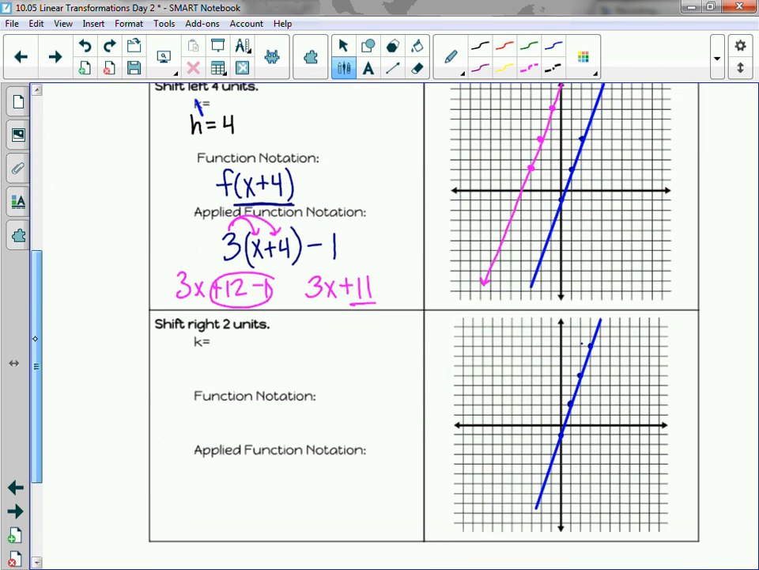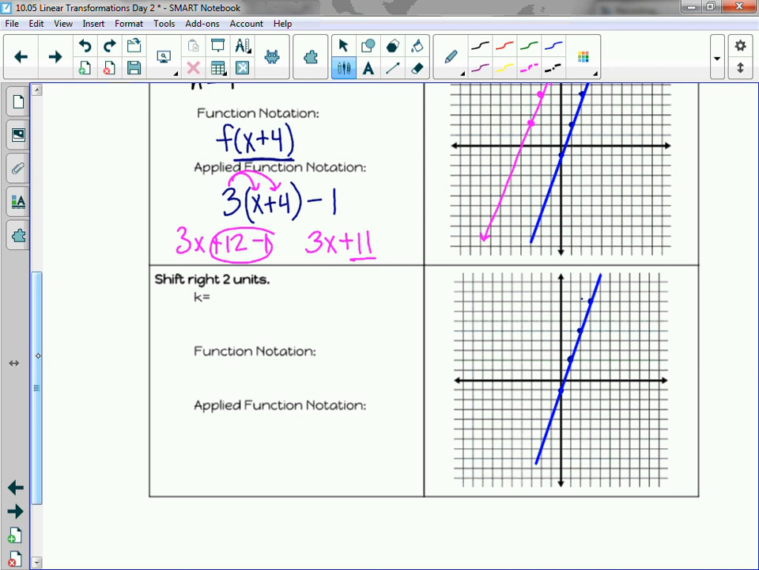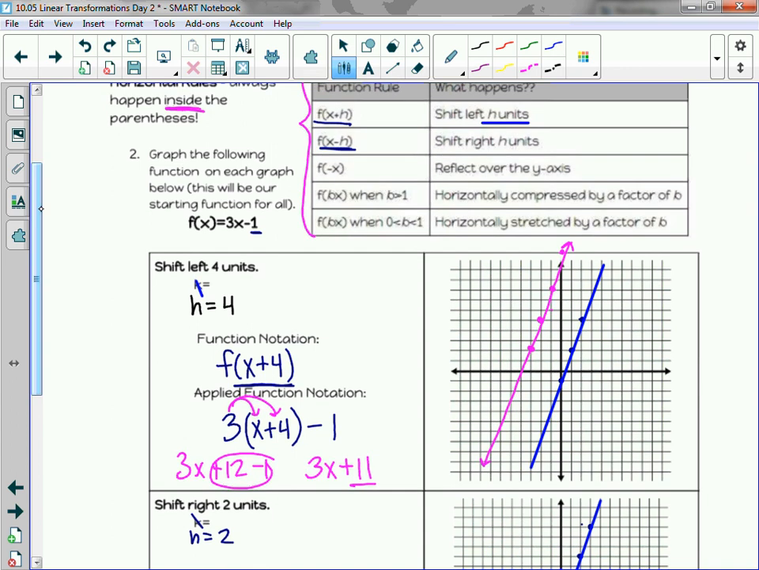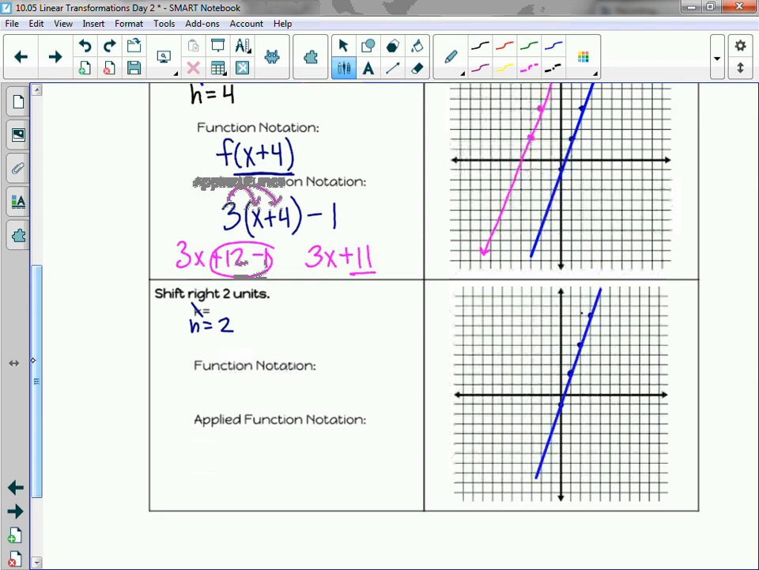So our next function, we're going to shift right 2 units. So let's change this to h. H equals 2. So if you're going to the right, you're subtracting your h units. So we've got our function notation, f of, remember it happens inside parentheses, x minus 2. So let's just replace the x in our function. We have 3 times x minus 2 minus 1.